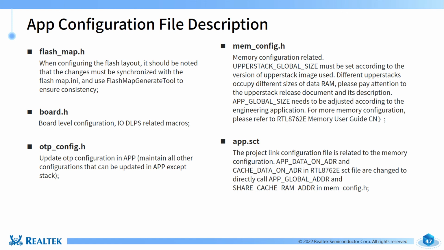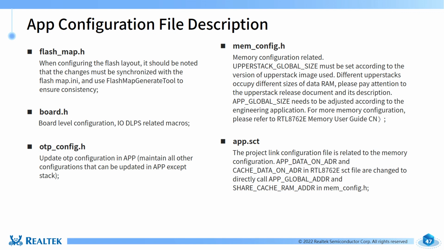Memconfig is responsible for the memory configuration. Upper stack global size must be set according to the version of upper stack image used. Different upper stacks occupy different sizes of data RAM. Please pay attention to the upper stack release document and its description. App global size needs to be adjusted according to the project application for more memory configuration. Please refer to the RTL8762E Memory User Guide.